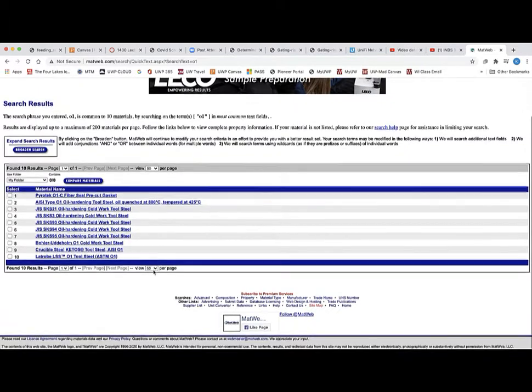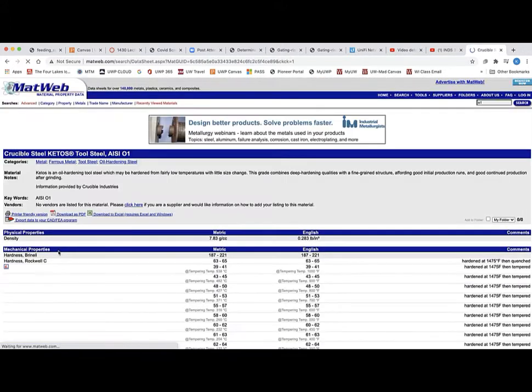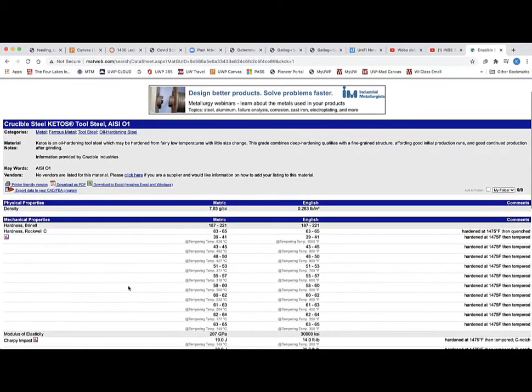Okay, so AISI type O1 oil hardening tool steel, oil quenched at 800 degrees C and tempered at 425. Okay, so you got to kind of know what you're going to do to it, but I could use this Crucible Steel has an alloy, Latrobe. Sometimes it's the internet, so there's some stuff on here because people are trying to sell things. Let's look at Crucible Steel. I like Crucible Steel. So let's see what they say. Here it says it's an oil hardening tool steel, may be hardened from fairly low temperatures with little size change.